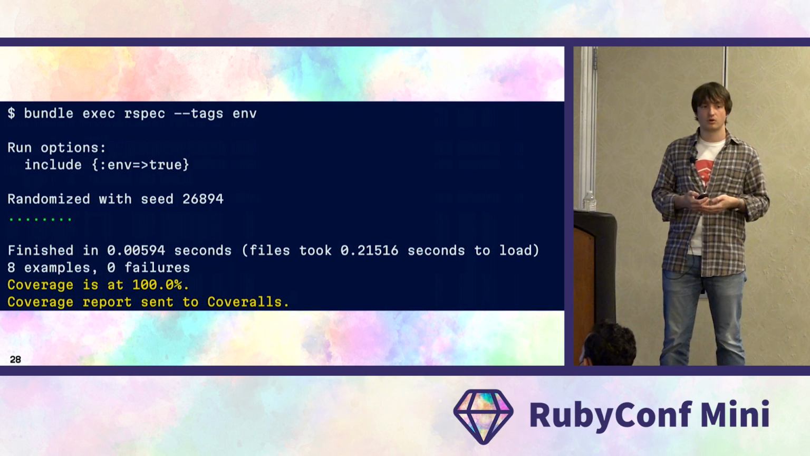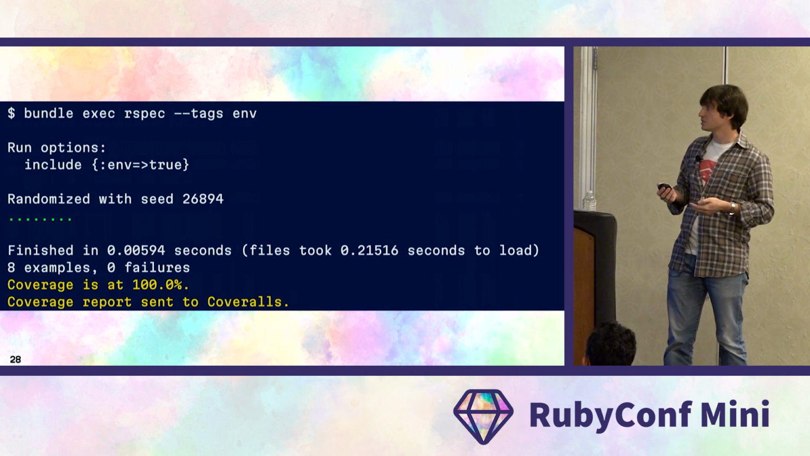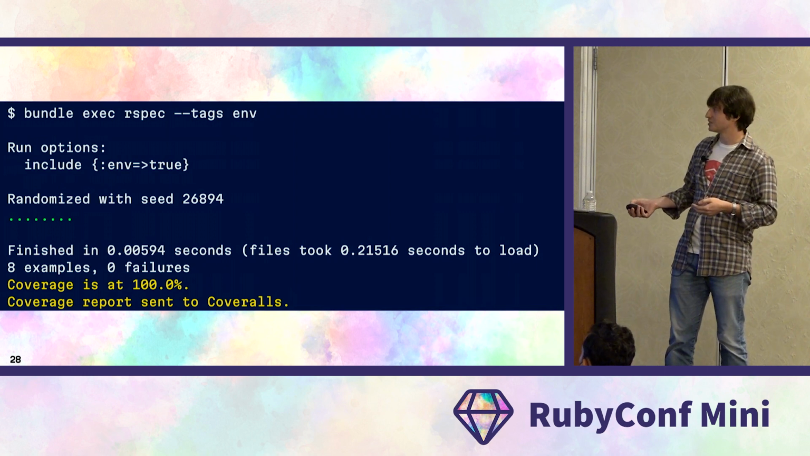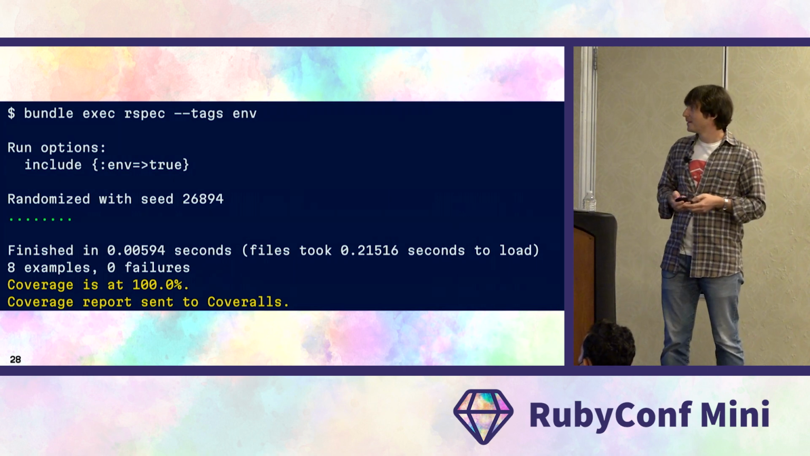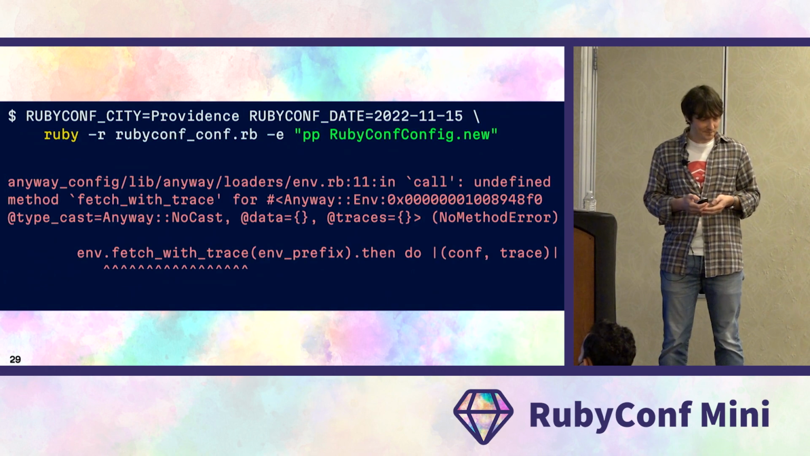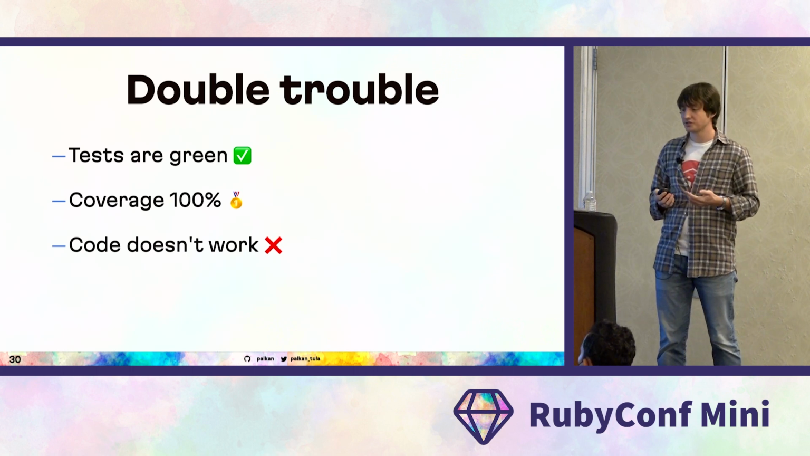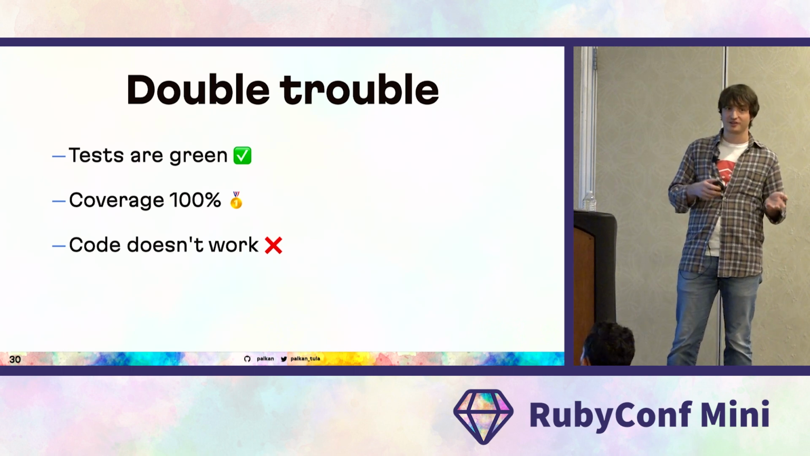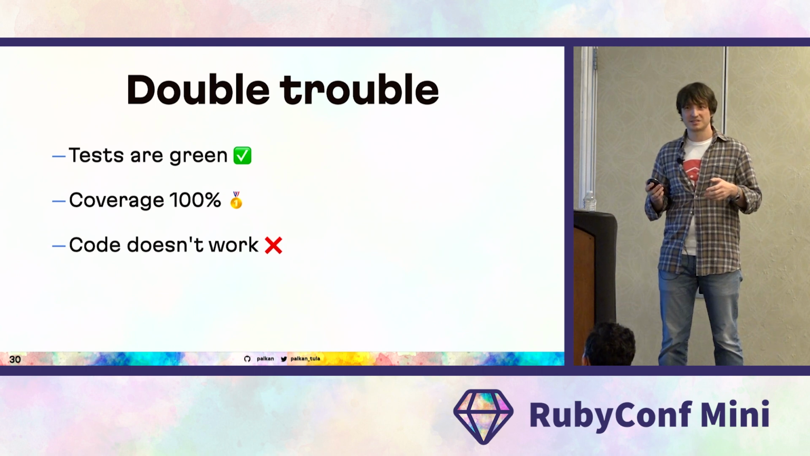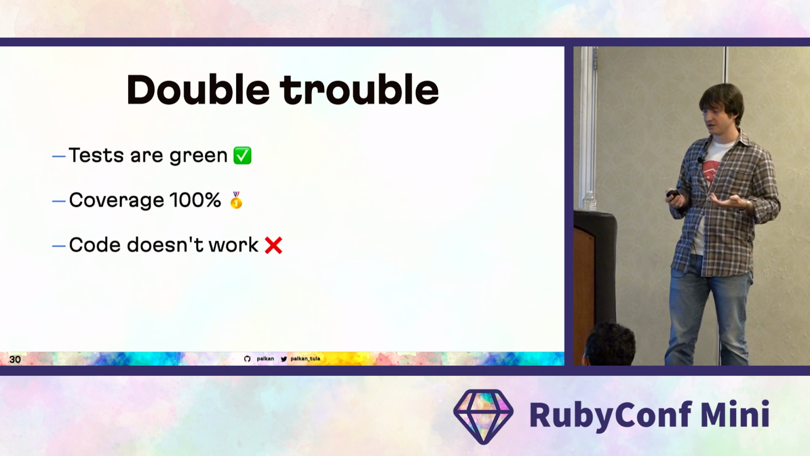We refactored our code and the corresponding unit test for our parser, but our test is green, and the coverage is still 100%. The problem is our code is broken. It's no longer valid. That's a double trouble. Why is it double? Because both the test is green and coverage is 100%. It introduces the fake confidence that everything is okay, but it's not.